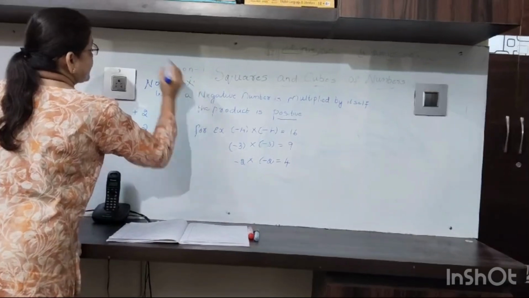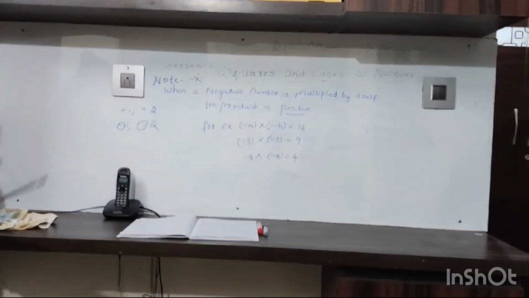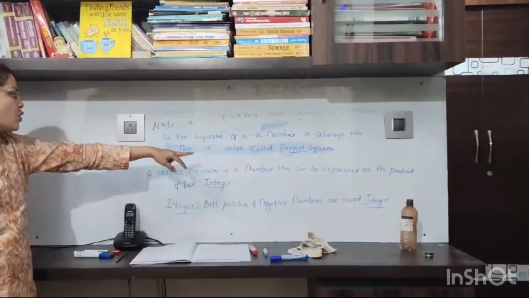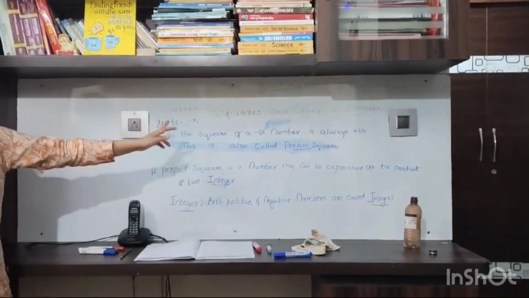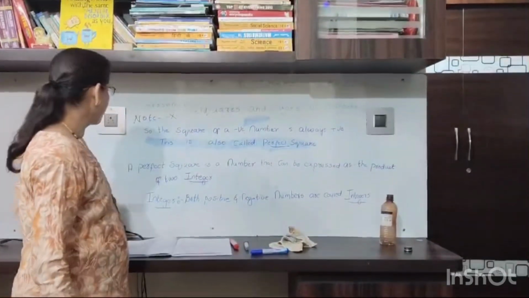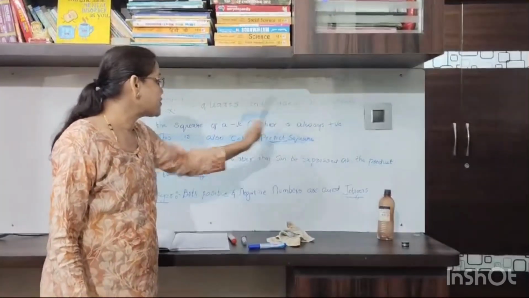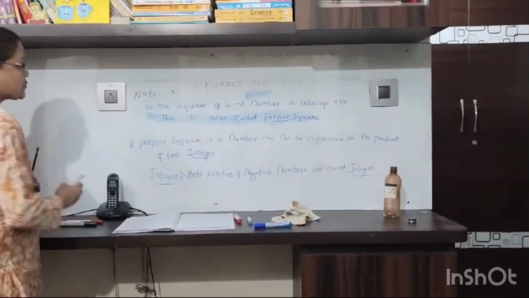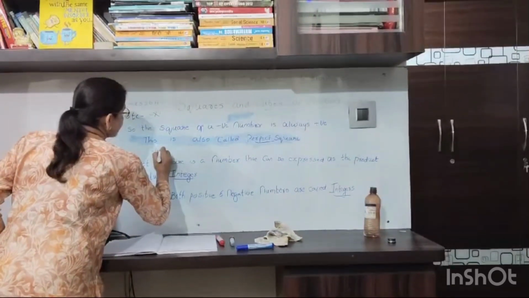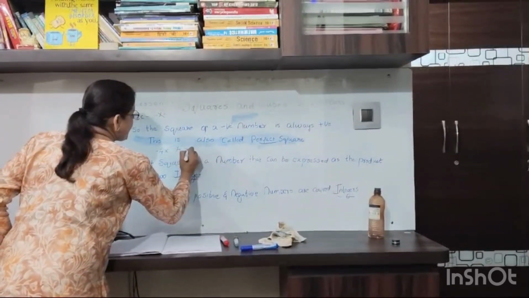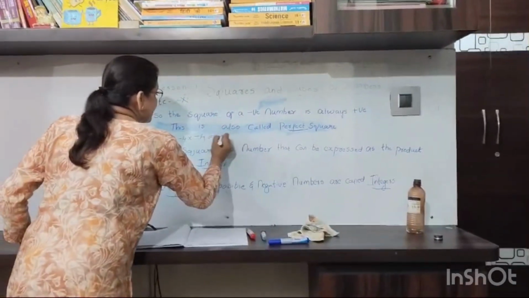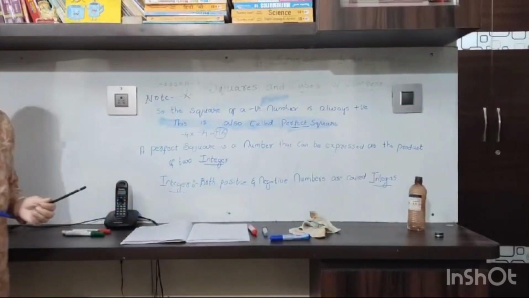Very important. So, the square of a negative number is always positive. This is also called a perfect square. So these two are negative numbers. We get 16 as the answer. It is plus 16. This is a perfect square.